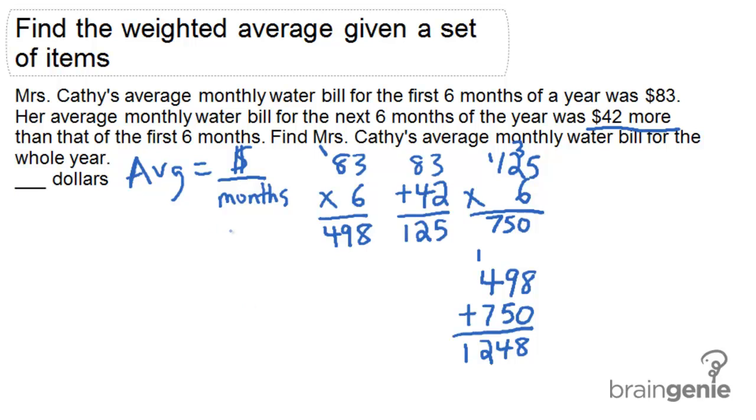In order to figure out the average, how much she was spending for each month for that year, we divide by 12, because there's 12 months in a year. So we do 12 into 1,248, how much she spent.